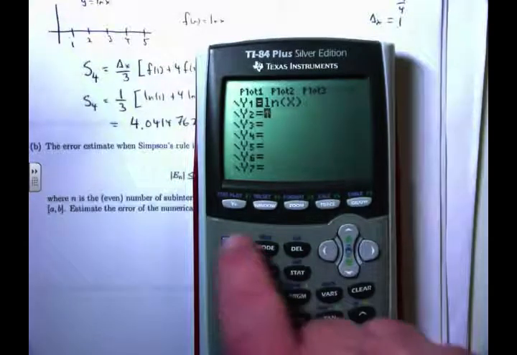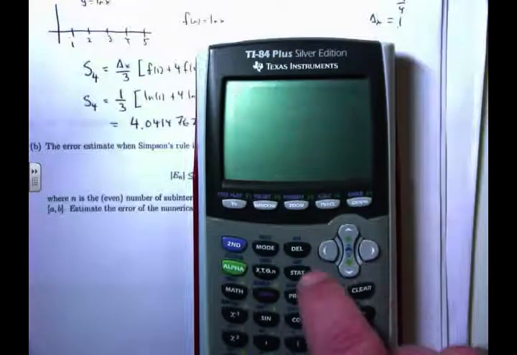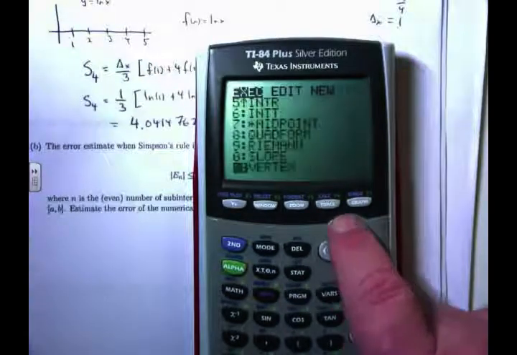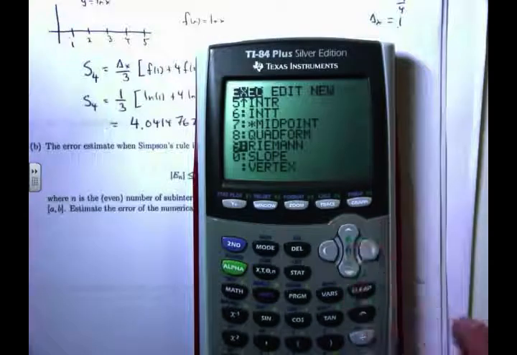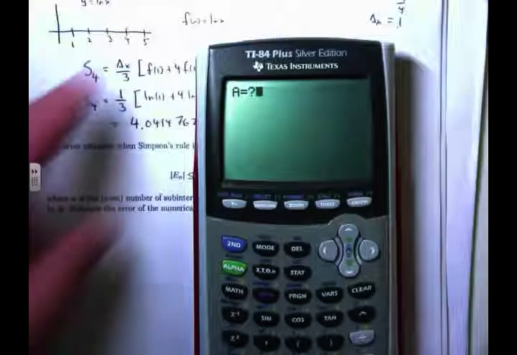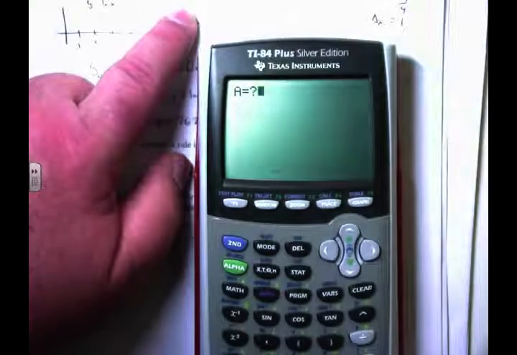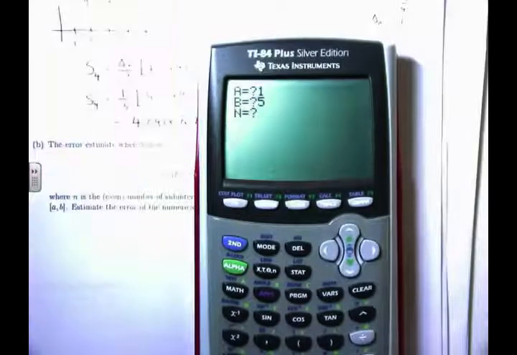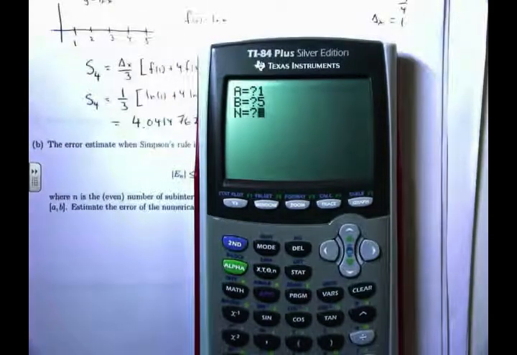Then I'm going to go to second quit, clear. I'm going to go to program. I'm going to scroll down all my programs, and I'm going to go to my Riemann sum program. But I'm trying to do a Simpson's rule, right? So Riemann sum, my A was equal to what? What was my low bound? 1. My B was equal to 5. But this was Simpson's rule, and I'm trying to use my program. And the Simpson's rule in the program is a double M program, right?